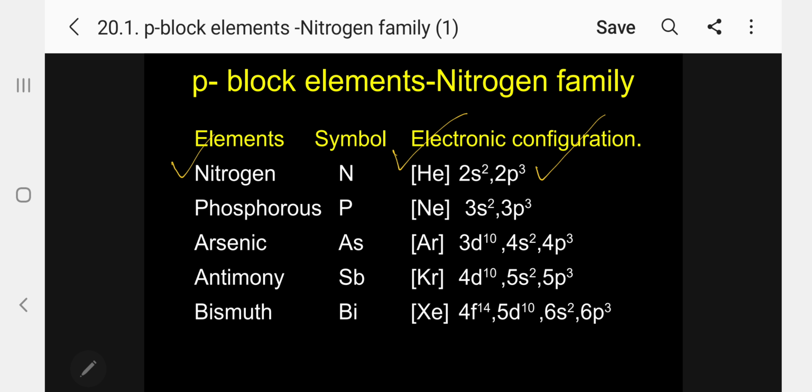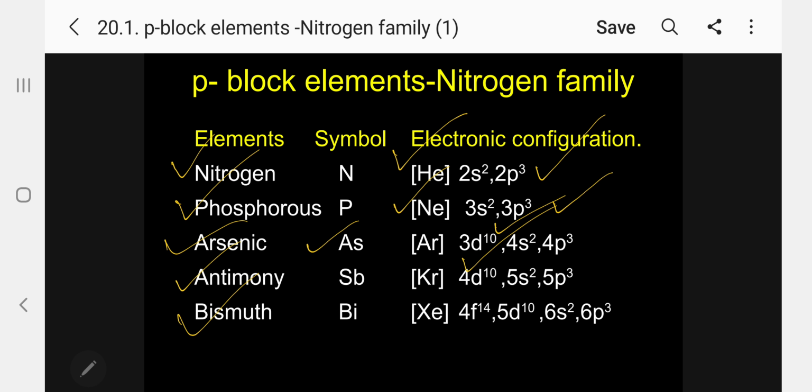Kindly follow. So next, phosphorus. The electronic configuration is neon plus 3s2 3p3. Then arsenic, As, within bracket argon, plus 3d10 4s2 4p3. Kindly follow, 3d10 4s2 4p3. Antimony, that is the krypton configuration plus 4d10 5s2 5p3. Bismuth, xenon 4f14 5d10 6s2 6p3. So kindly note these electronic configurations.